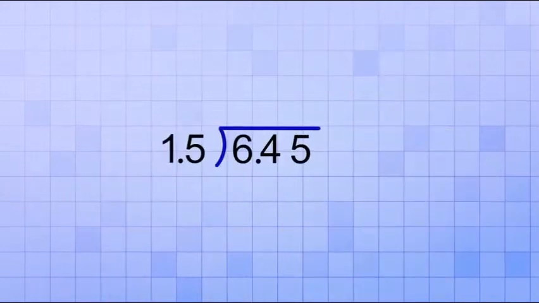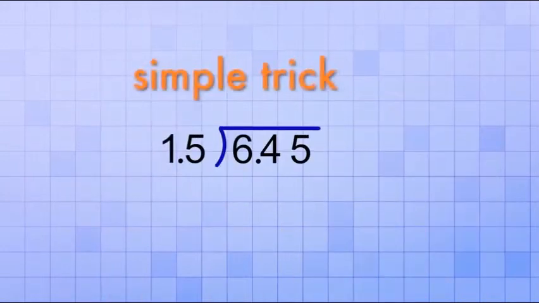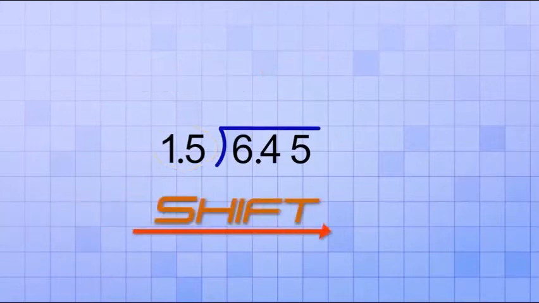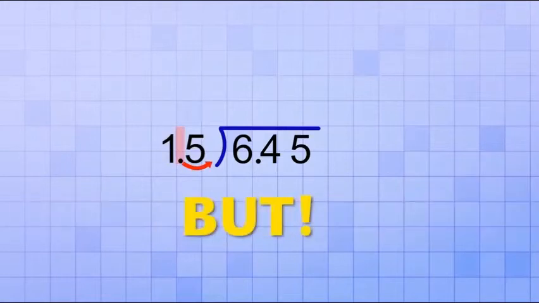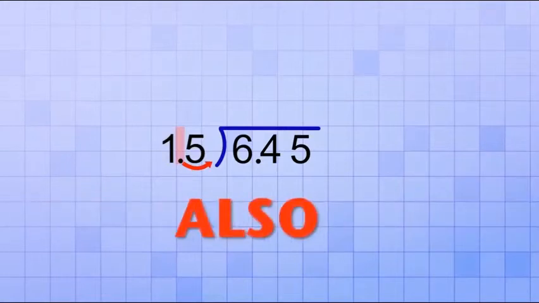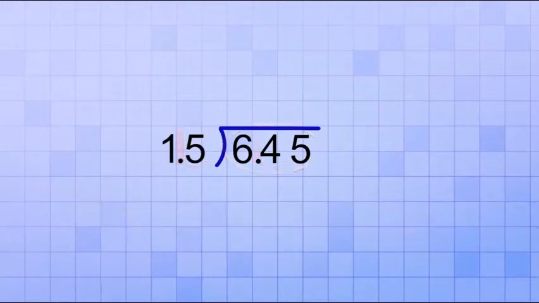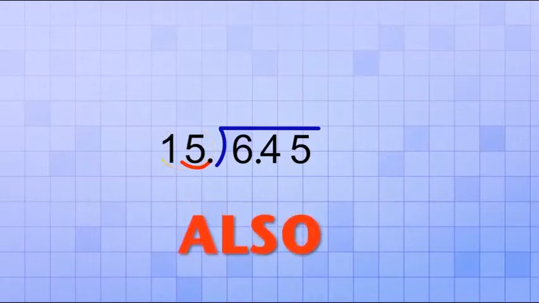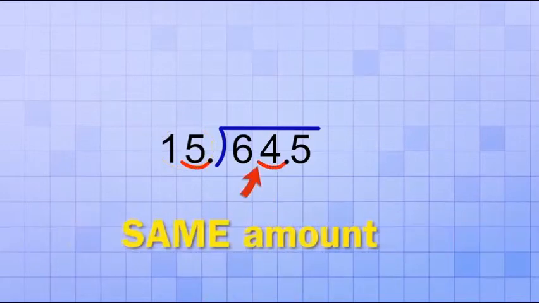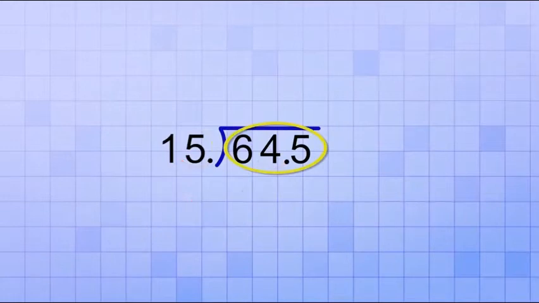It turns out that there's a very simple trick that we can use to make it so our divisor is not a decimal number. We can just shift the decimal point in the divisor to the right until it's a whole number. But if we do that, then we also need to shift the decimal in the dividend the same amount to the right. So in this case, if we want to shift the decimal point in our divisor one place to the right so that it's 15, we can do that as long as we also shift the decimal point in the dividend by the same amount, which will turn it into 64.5.